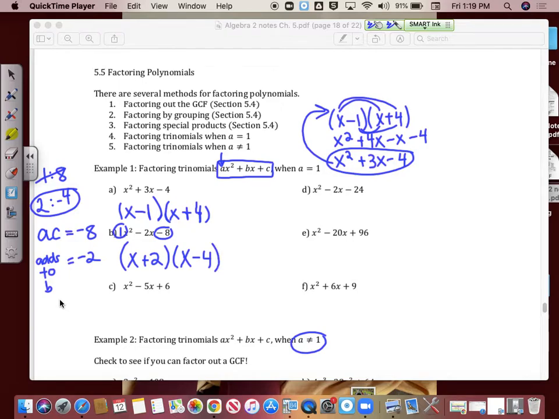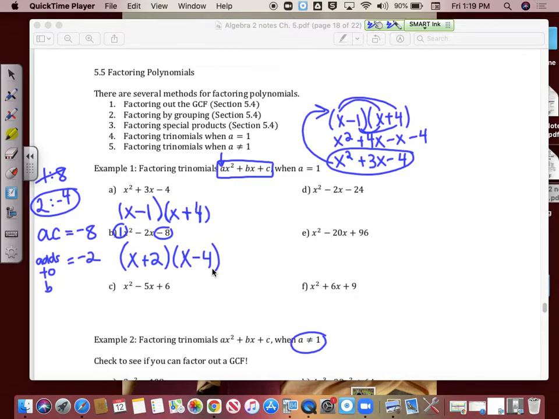It'll end up being a trinomial if you were to multiply it out like we did here. x times x is x squared, x times negative 4 is negative 4x, 2 times x is 2x, and 2 times negative 4 is negative 8. The two middle terms are always going to be able to be combined together, and when I do combine the negative 4x with the positive 2x, we get the negative 2x there.